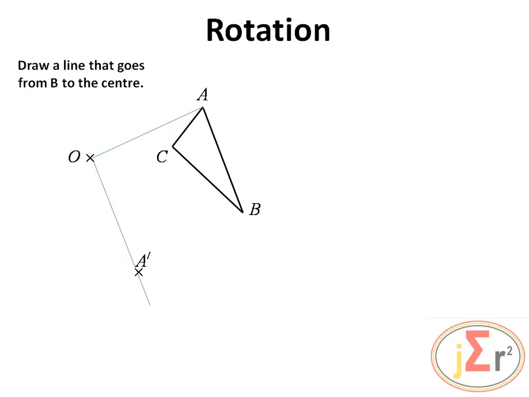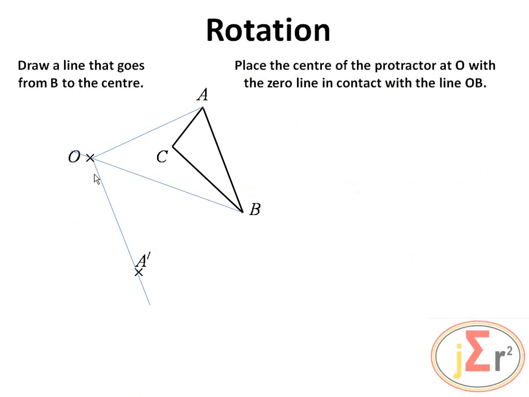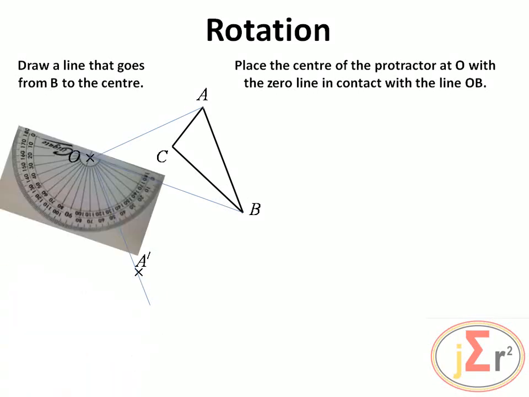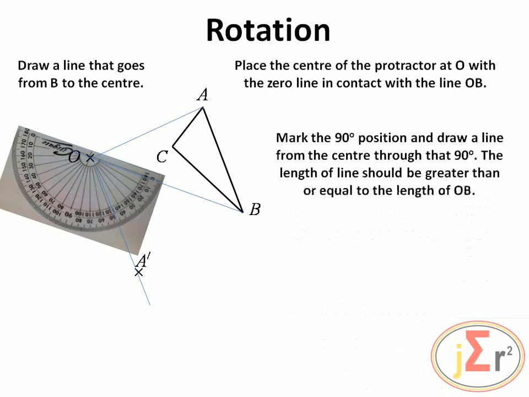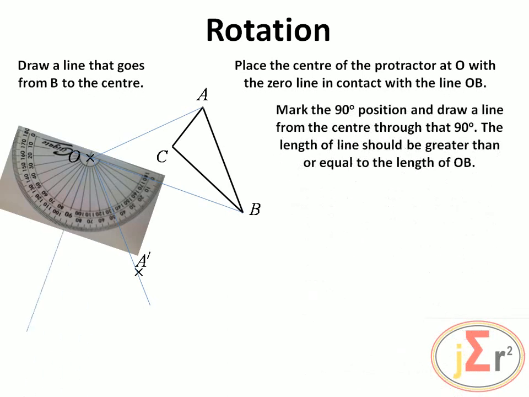So we are going to do the same thing with the point B, draw a line that goes from O to B. And of course, we are going to place our protractor on the line in such a way that the center of the protractor is at the center of rotation, and the zero line of the protractor is on that same line that goes from the center of rotation to B. Then we are going to mark our 90 degrees position, which is right there, and we are going to draw a line that goes from the center to that point right there.